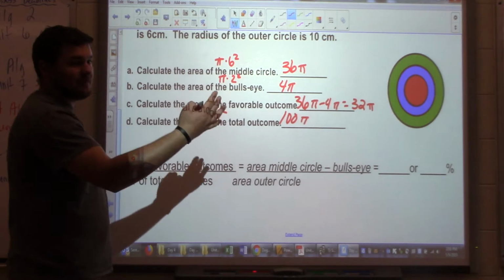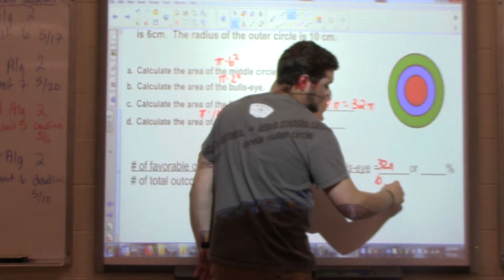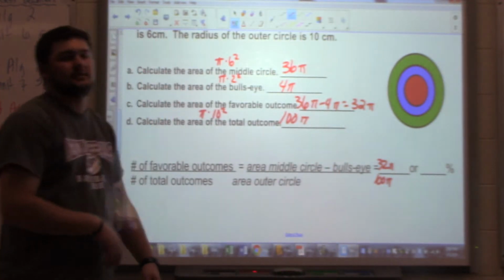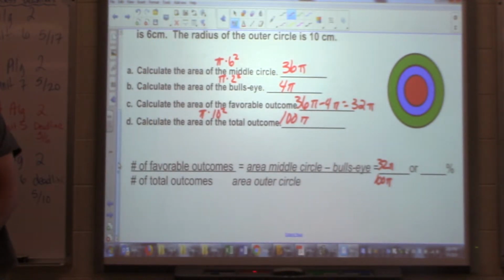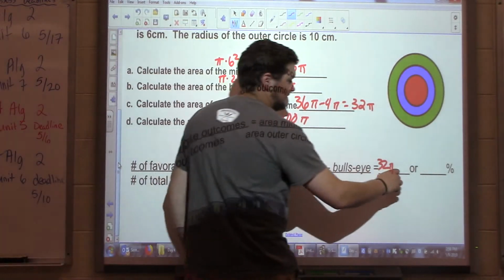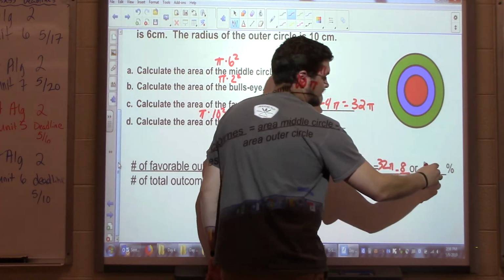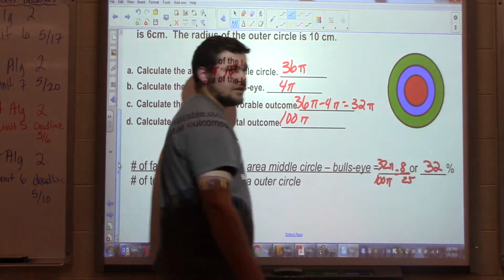Well, then take your favorable outcome, 32 pi, put it over your total outcomes, 100 pi, reduces to 8 over 25, which is 32%.